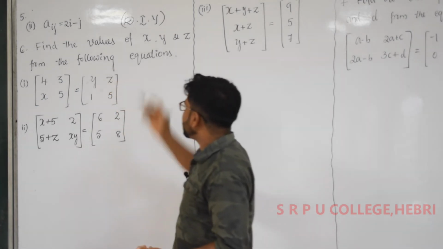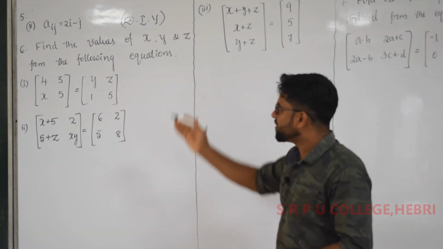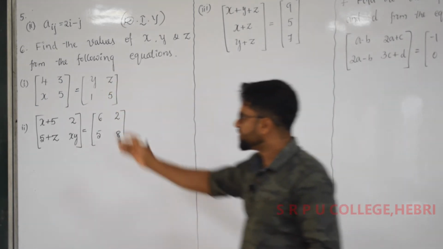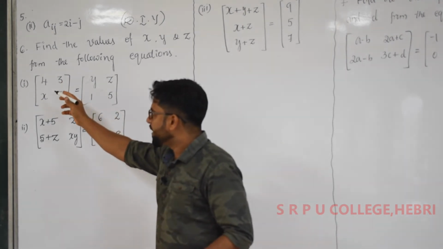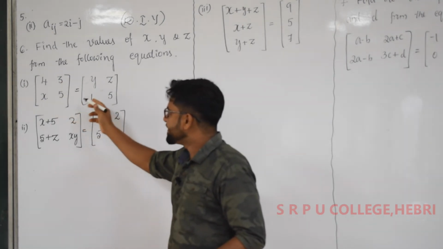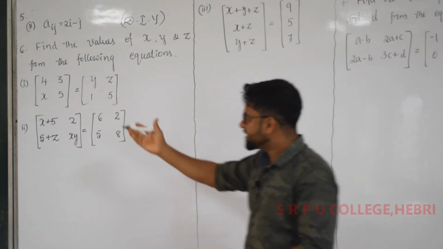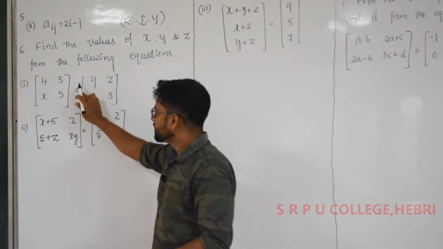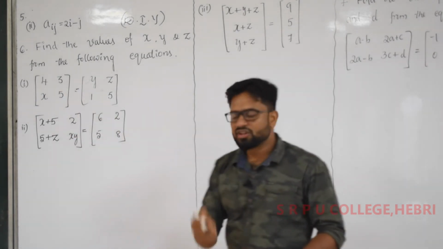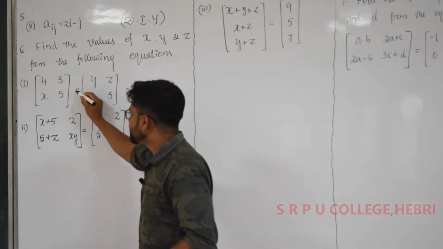Now we will move to the next problem, problem number 6. Find the values of x, y and z from the following equations. First one, matrix 4 3 x 5 is equal to y z 1 5. So two matrices are equal. Just recall the definition of equal matrices.